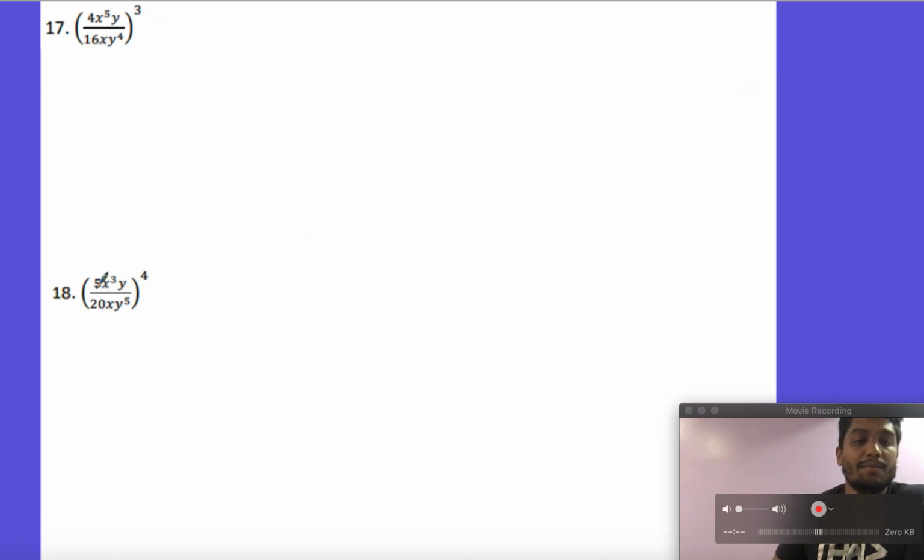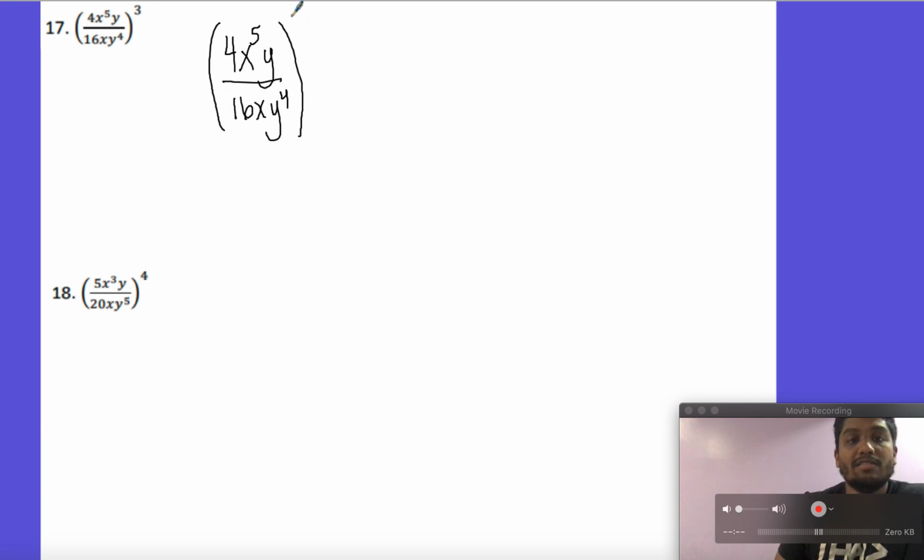Okay, this looks like it might be a little bit more challenging. So we have 4x to the 5th times y over 16x times y to the 4th, all of this raised to the 3rd power. Now this would be crazy to write out. Just think about this. Technically speaking, we're supposed to be raising each one of these to this 3rd power. That would be insane. That's too much work. So you have to find ways and recall things that you've learned before.